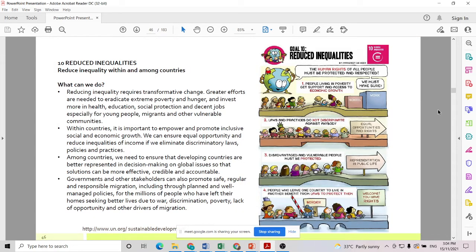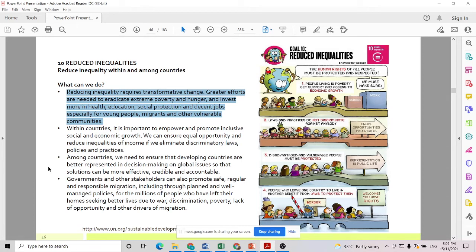Number 10, reduce inequalities. Reducing inequalities requires transformative change, which means that you need to put much greater effort to eradicate extreme poverty and hunger, and invest more in health, education, social protection, decent job, especially for young people, migrants and other vulnerable communities.